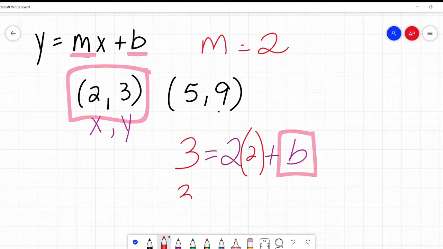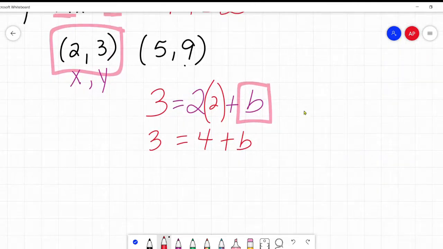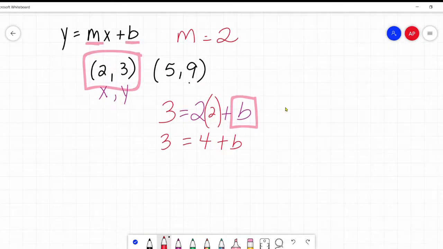So 3 equals 2 times 2 is 4 plus b. To solve for b, I need to, don't go up. I swear, this whiteboard just has it in for me. It likes to just fly everywhere. All right, so I'm adding 4. The opposite of that is subtracting 4. 3 minus 4 is negative 1. b is negative 1.